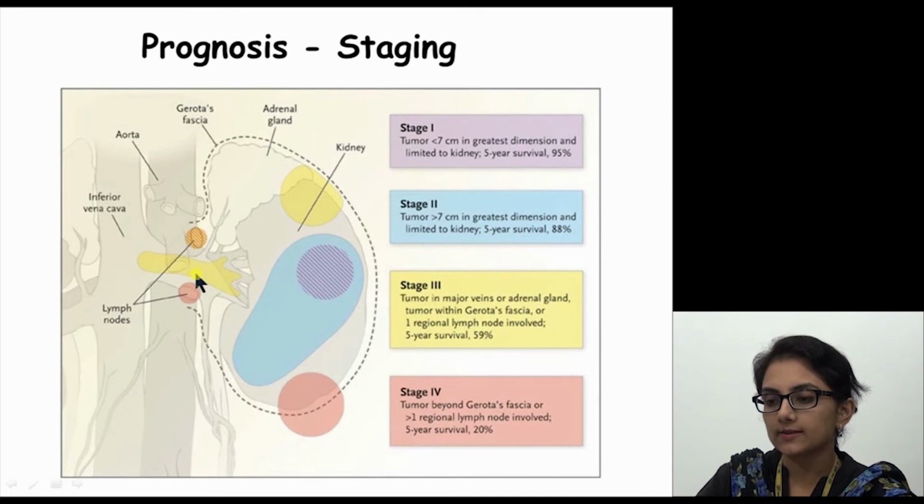By stage 3, the tumor has started spreading. The tumor is present either in the major veins, or has shown local extension to the adrenal gland, or it has shown perirenal extension, but it is still limited by the Gerota's fascia, or at least one regional lymph node is now involved. This has a 5-year survival of 59%. By stage 4 renal cell tumor, the tumor has now gone beyond the Gerota's fascia, or has involved more than one regional lymph node, and you can see that the 5-year survival is significantly lower at 20%.